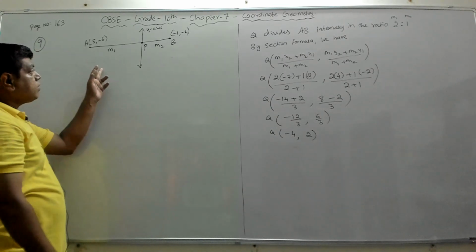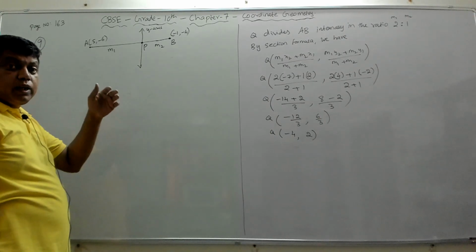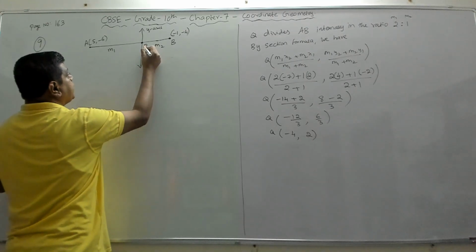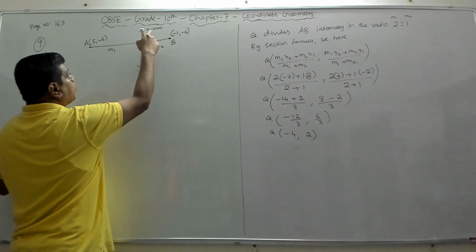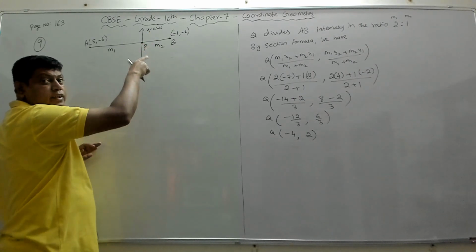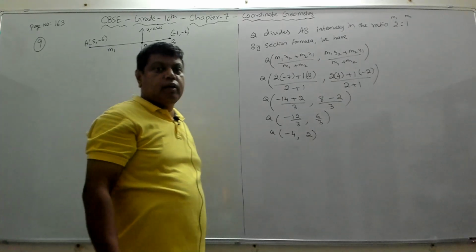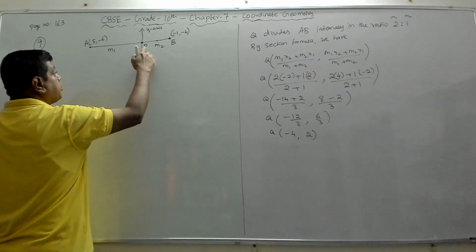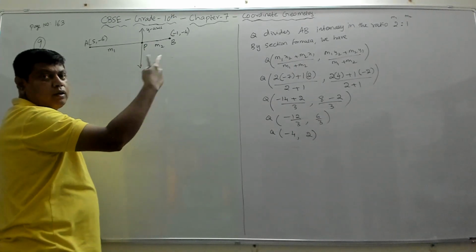Which means we have to find the value of M1 is to M2, which means we have to find M1 by M2. What is the value of M1 by M2? Now again, this point P lies on the y-axis. Any point on the y-axis, its x-coordinate will be 0. So your point P will be some 0 comma some y.